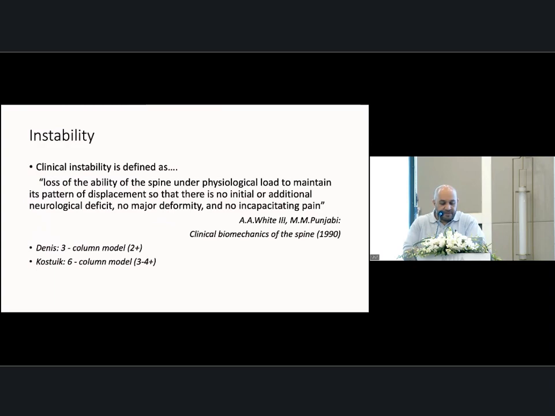Well, there's this definition by Punjabi et al. back in 1990 as the loss of the ability of the spine under physiological load to maintain its pattern of displacement, so that there's no initial or additional neurological deficit, no major deformity, and no incapacitating pain. So pain is part of the criteria.